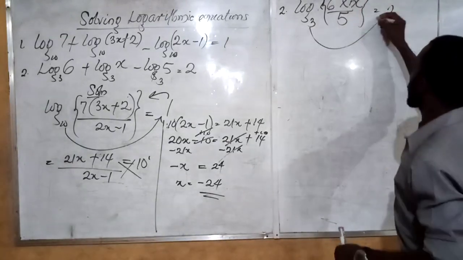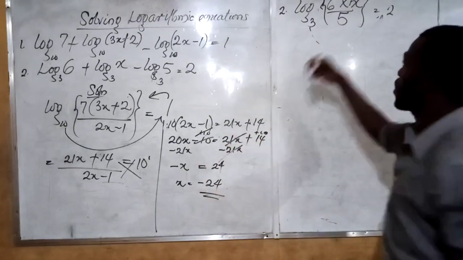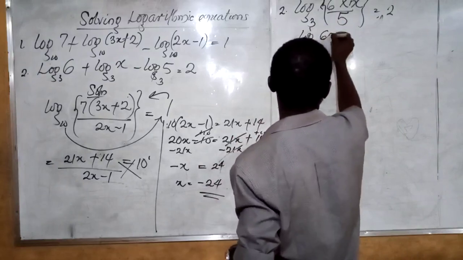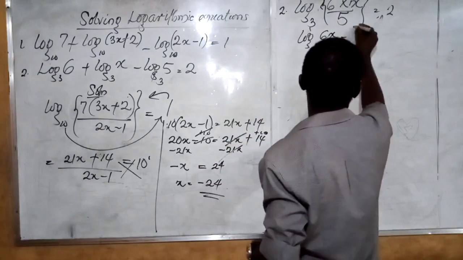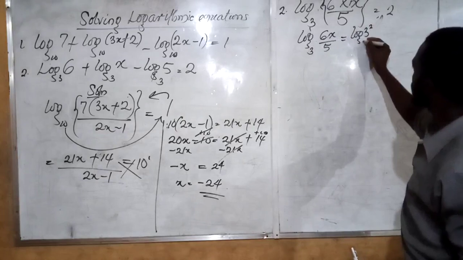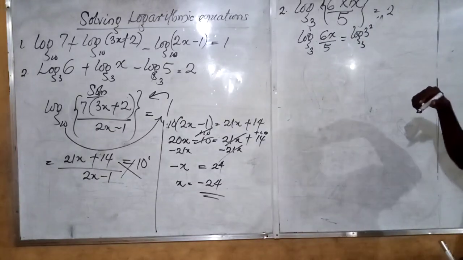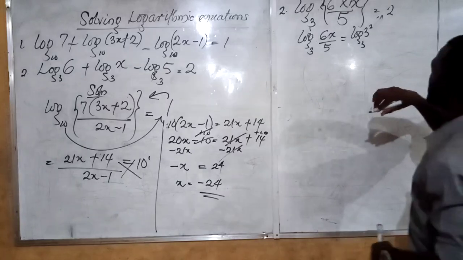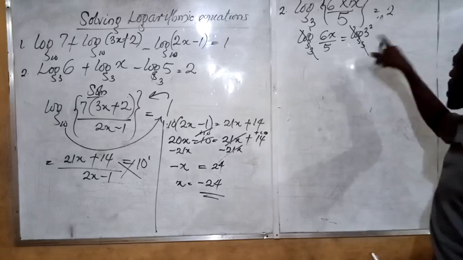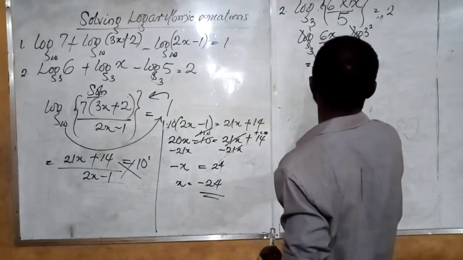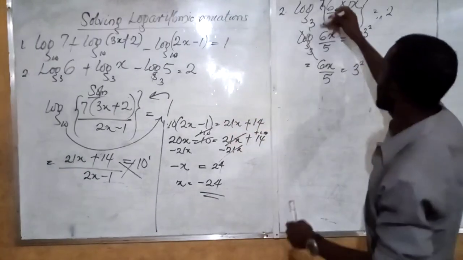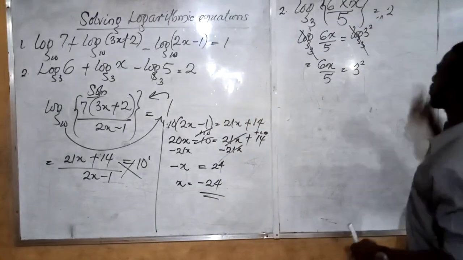So we can do the same thing. Or let me use the other method that I talked about here. You could say that log to the base of 3 of 6x over 5 is equal to log, now to the base of 3, of 3 raised to the power 2. Now, what this means is that this guy can now take care of this guy. So 6x over 5 is equal to 3 squared. If you don't understand what I did here, simply do what we've done before. Take this guy here to kick this guy up and equate it to this guy, and you have the same thing.